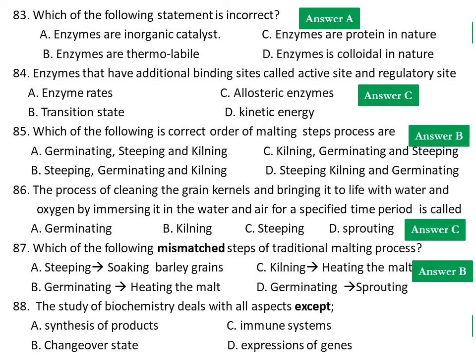Question number 88. The study of biochemistry deals with all aspects except one. A. The synthesis product. B. Change over state. C. Immune system. D. Expression of the genes. So the answer should be B. Change over state.